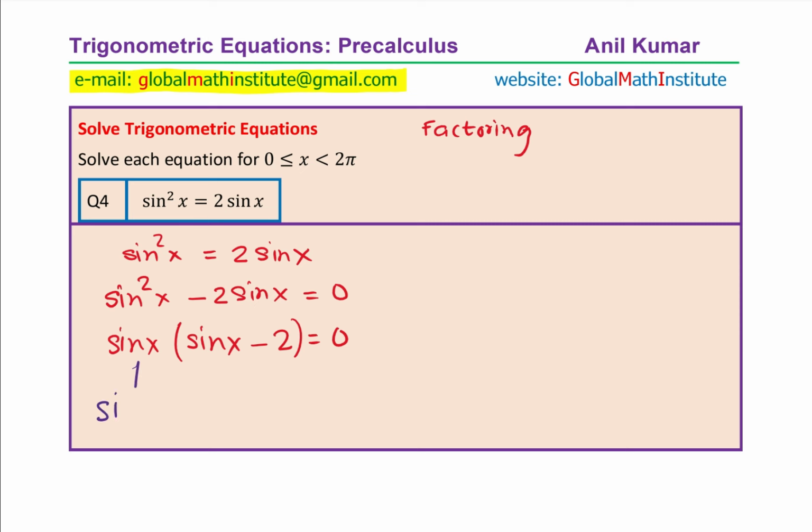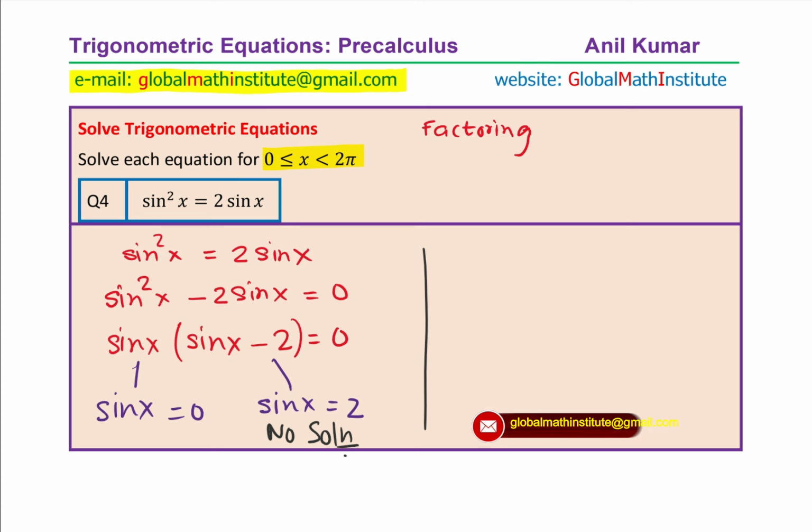One for sine x equals 0. The other for sine x equals 2. Now sine x is always between plus and minus 1, so that is no solution, right? But the first one, sine x equals 0, will give you some solutions within this interval. Note here, the interval is from 0 to 2 pi, where 0 is included, but 2 pi is not included, right? So make a note of this.